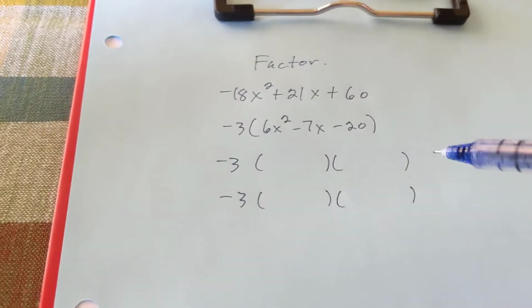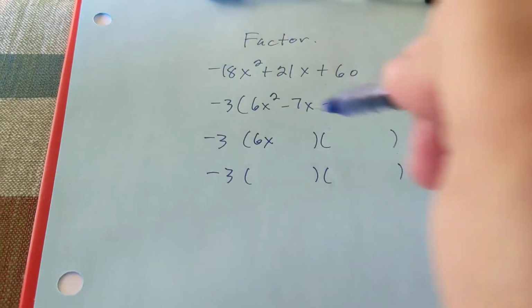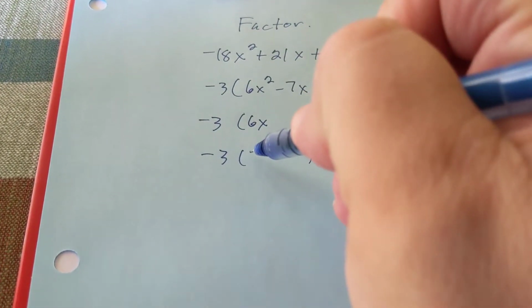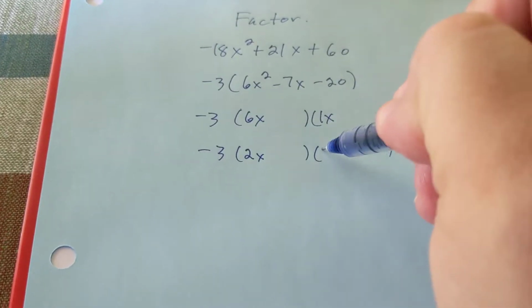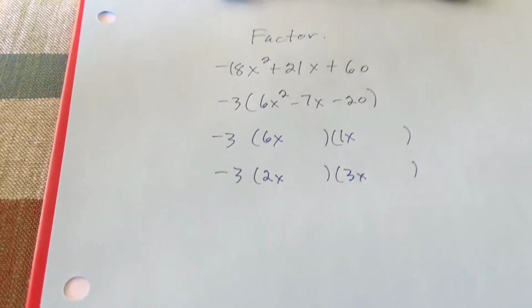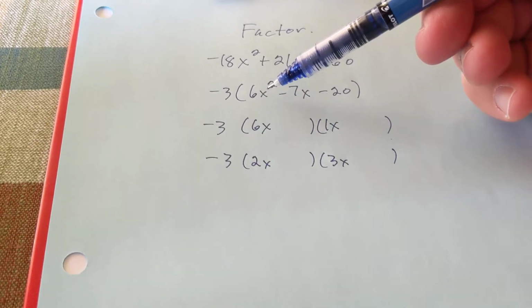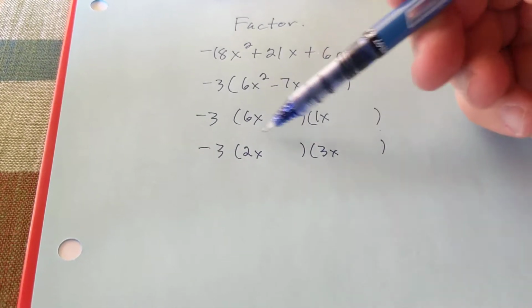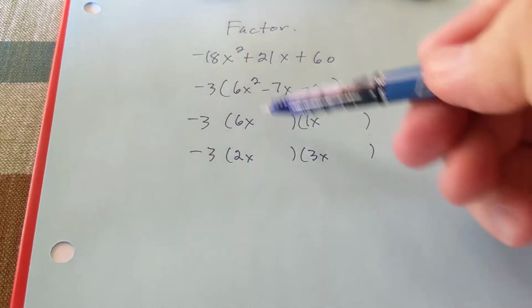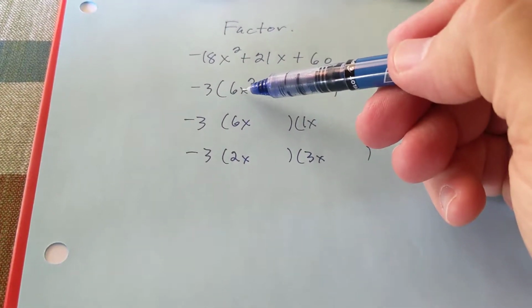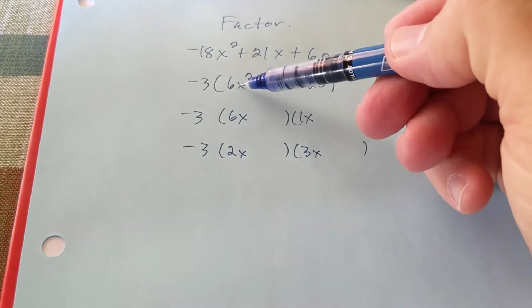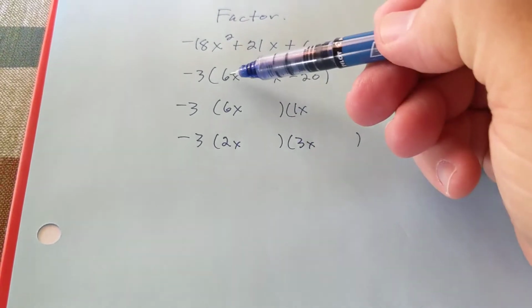And notice in this case, I'm putting two sets of parentheses because I realize it could be 6x and 1x, or it could be 2x and 3x here to multiply to get 6x squared. I'm not sure which one it's going to be right now. So I set that up. So the first terms have to multiply together to be this first term. So it could be this times this is that, or this times this is that.